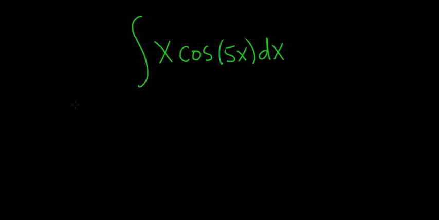We have the integral of x times the cosine of 5x. Let's go ahead and work through its solution. So there's two ways to do this. You can use what's called tabular integration. It's really quick if you do it that way.